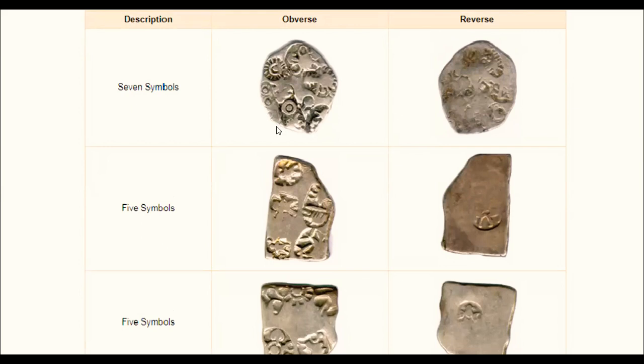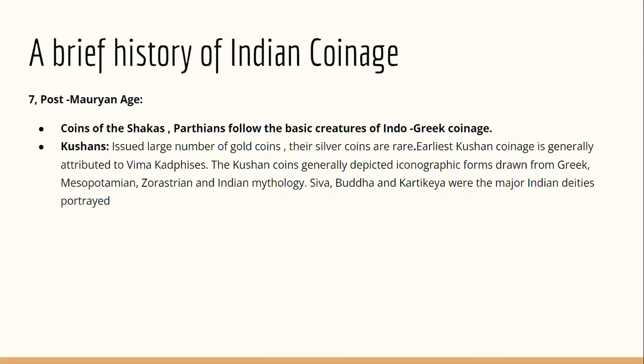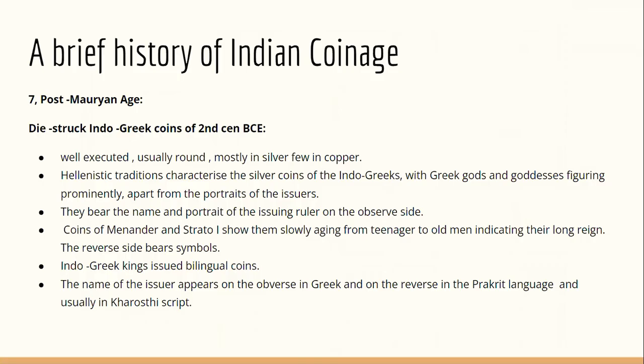Okay. Now let's move to the next period, and that is the period of the post-Mauryan age. We all know that after the decline of the Mauryan period, many foreign dynasties entered into India. The first one being the Greeks. So we had Greeks, Shakas, Parthians or Pahlavas, and finally Kushans entering into India. So under the post-Mauryan age, we are first going to study Indo-Greek coins.